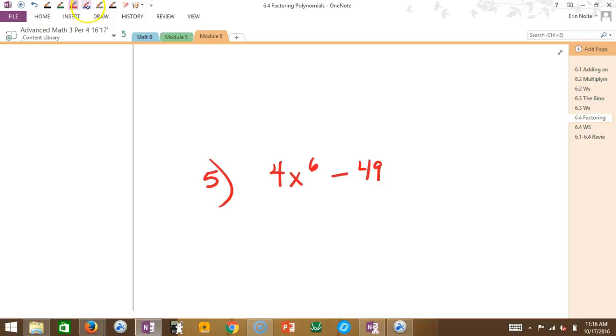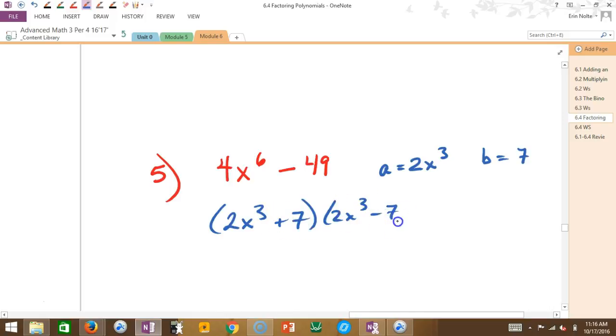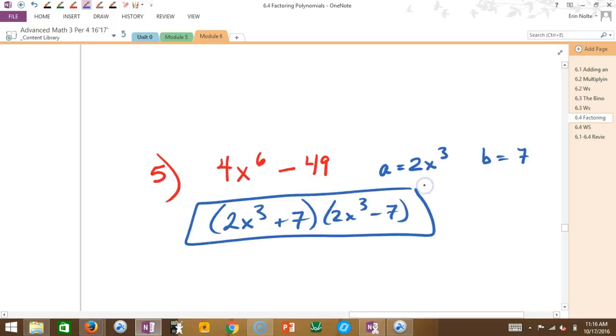Okay, so for the difference of squares, what's my a value here? What number has been squared to make 4x to the 6th power? 2x to the 3rd, very good, it's just like half. What is my b value? What number has been squared to make 49? 7. So the definition of difference of squares is simply a plus b and a minus b. So what's my a plus b? 2x cubed plus 7 and 2x cubed minus 7. Easy peasy.